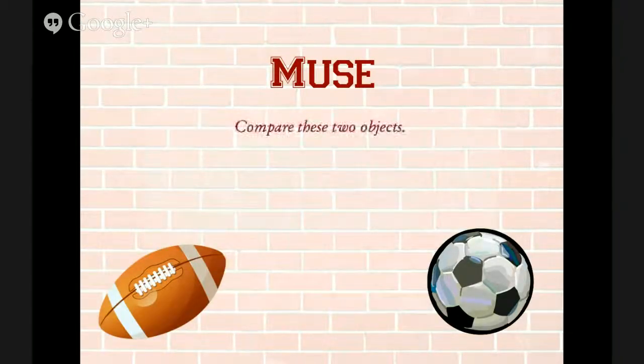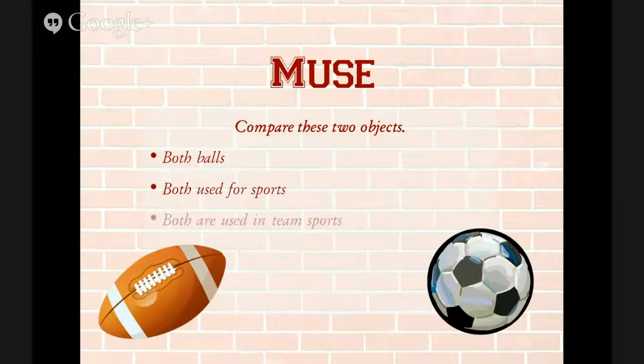You'll see two pictures of balls on the screen, a football and a soccer ball. Let's go ahead and compare these two objects. Remember, comparison is pointing out ways that they are similar, ways that they are the same. So first of all, I noticed that they are both balls. One's called a football, the other one's called a soccer ball, but they're both balls. So that's one way that they are similar. They're also both used for sports. And lastly, they are both used in team sports. And I'm sure you could come up with a lot of other similarities, but those are the three that I just came up with. So comparison is pointing out things that are similar.